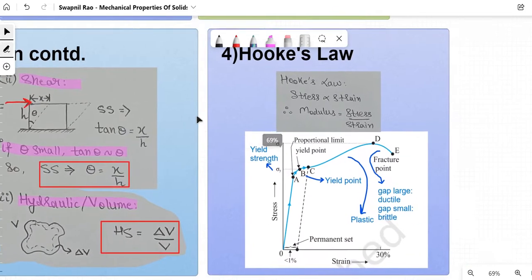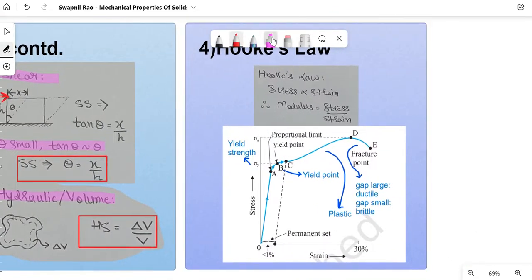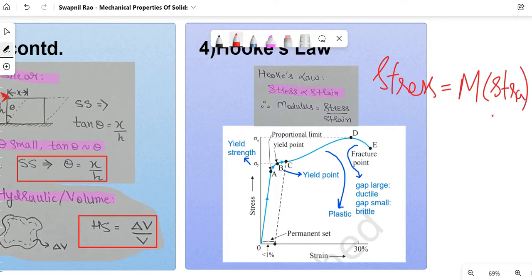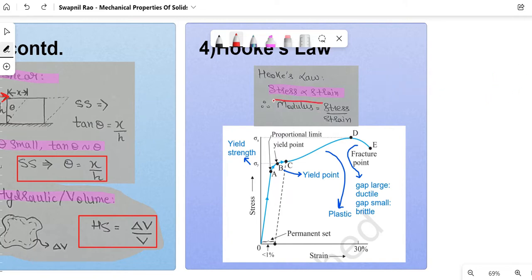Next one would be Hooke's law. As you can see over here, there's a statement in NCERT, but what it means is stress is directly proportional to strain. So when you remove this proportionality, there will be a proportionality constant, like stress is equal to some modulus times strain. So that modulus you can write as stress by strain, once you remove the proportionality constant. So here we have different kinds of modulus.